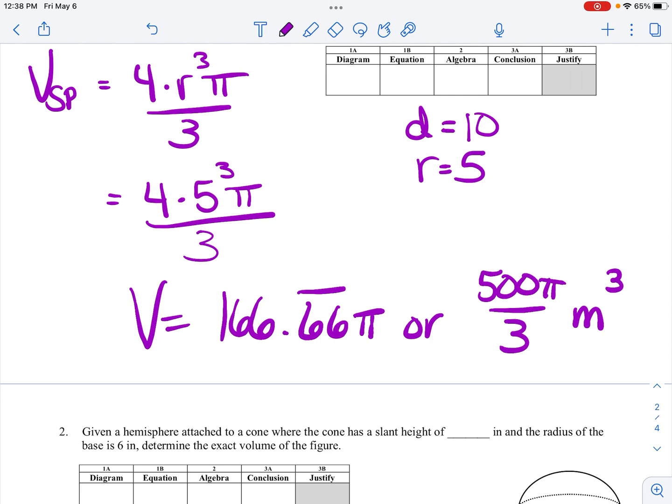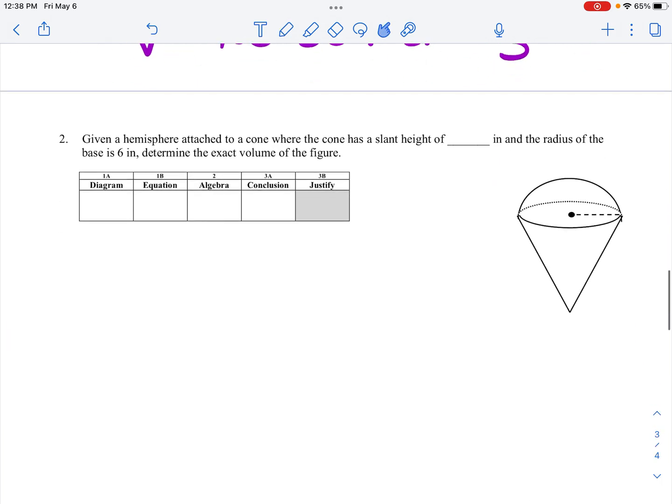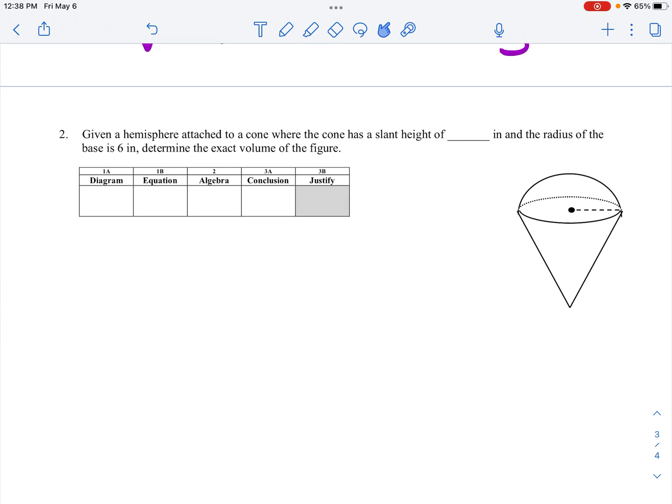Both of those are valid answers. Okay. Next one, given a hemisphere attached to a cone where the slant height of the cone is 10 and the radius is 6, determine the exact volume of the figure. Again, remember we've talked about this. With volume, we can speak in 3D.